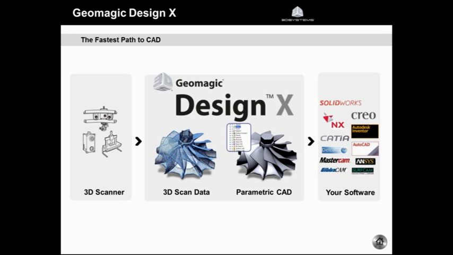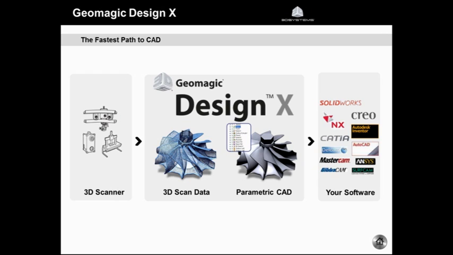So how does it work? We basically start with a 3D scanner. That could be any dense point cloud creation method, such as a digitizer, maybe a CMM coordinate measurement machine, or a white light or structured light scanner, or laser scanners, arm-based or tracker-based scanners. So any device which produces dense point clouds.